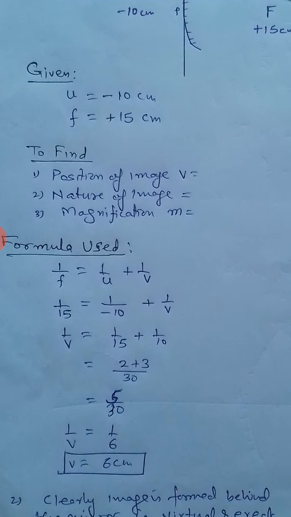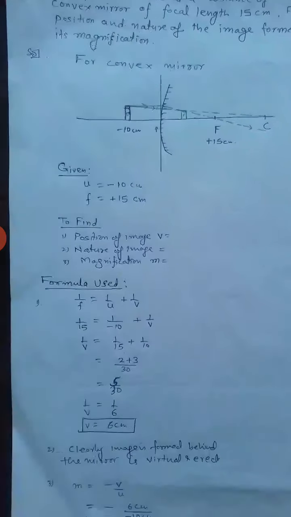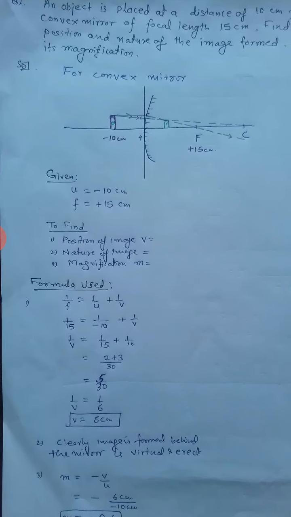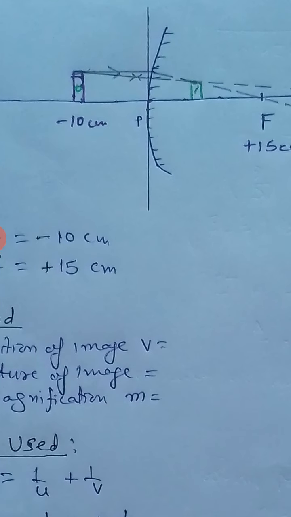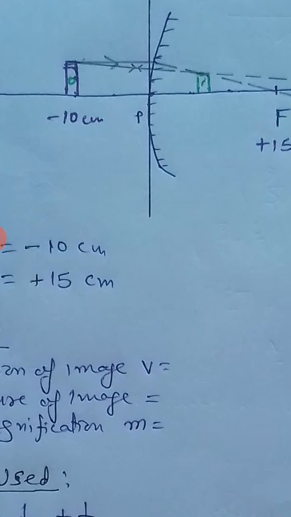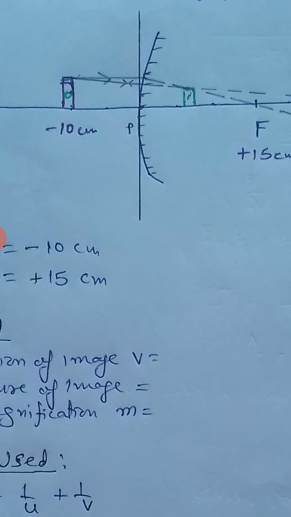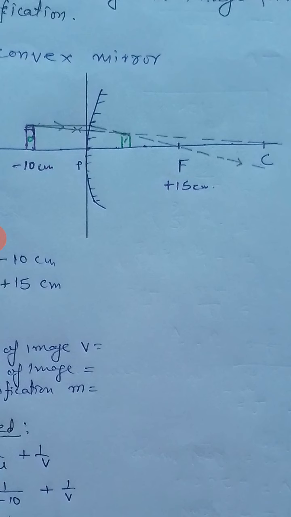Now second, they are asking the nature of the image. Here you can see in the diagram, v is getting 6 centimeter, so the image is placed at 6 centimeter from the mirror. Now how can we get it? We will apply the ray diagram. So the object is placed at 10 centimeter. You can mark it accordingly. You can see here on the x-axis I have labeled P, F, C, and as the focal length is given as 15 centimeter.